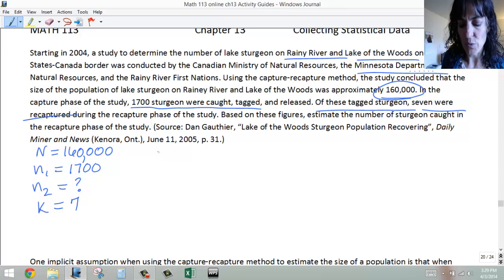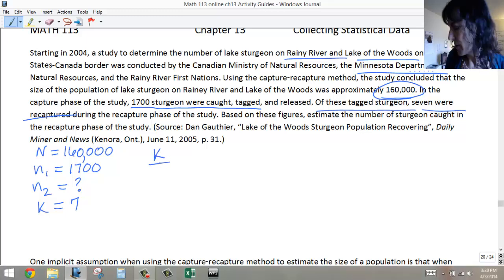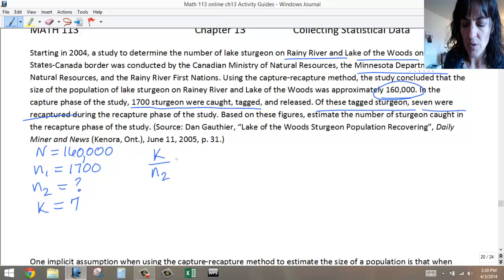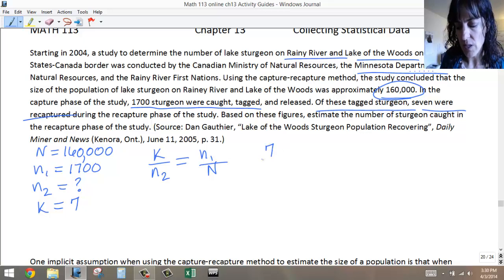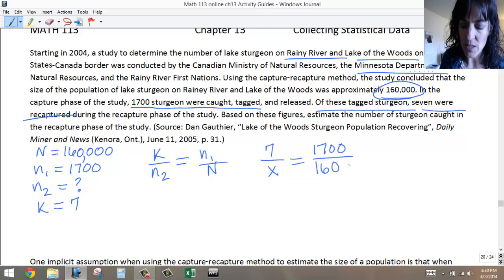So let's try that out. So we'll do K, so 7, maybe I'll just write it first, K over N sub 2 equals N sub 1 over big N. And so let's plug in what we know. So the K is 7. So 7 over, we don't know the N sub 2. So I'm just going to call it X because it's 2 more things to write instead of 1 more thing to write. So I'm going to just switch it to X. And then that's equal to 1,700 over big N, which is 160,000. So what I'm going to do is just divide those two.